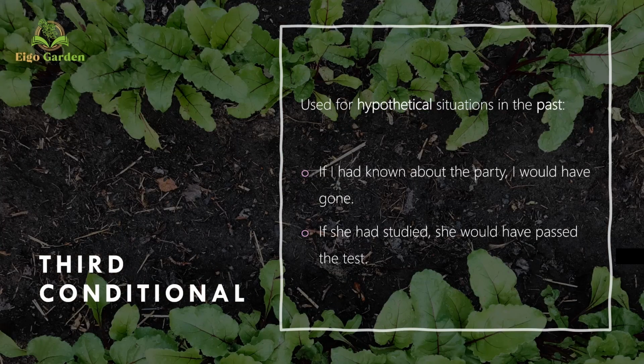The third conditional is for reflecting on the past, on what might have been. If I had known about the party, I would have gone. It expresses a missed opportunity or an alternative past event. We often use it to talk about regrets.